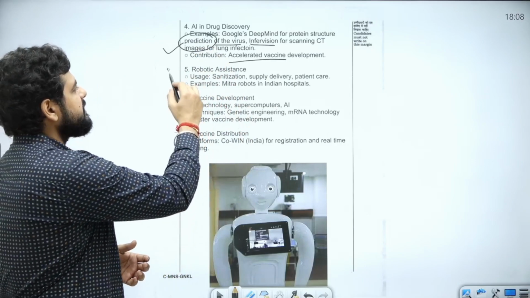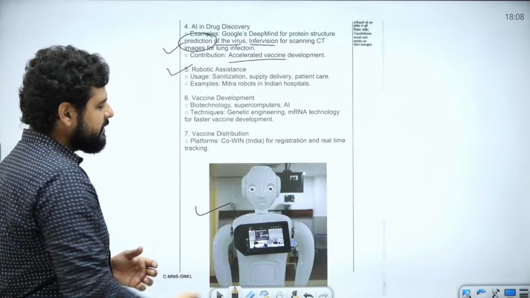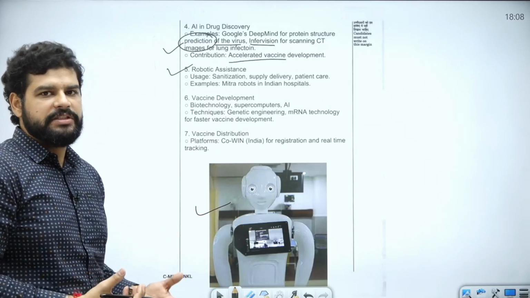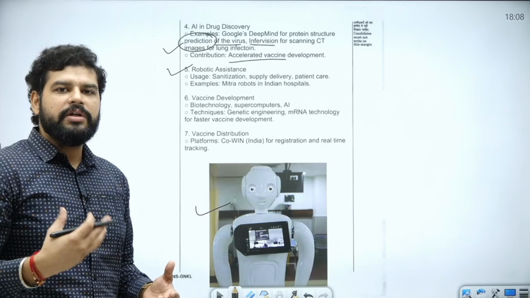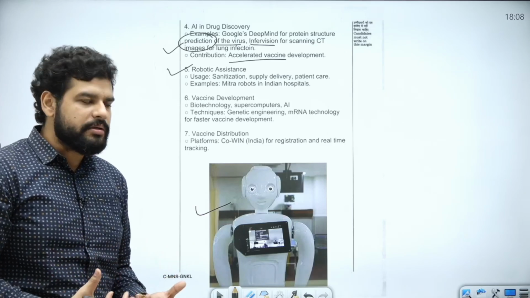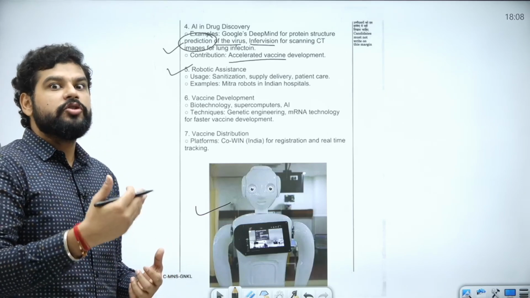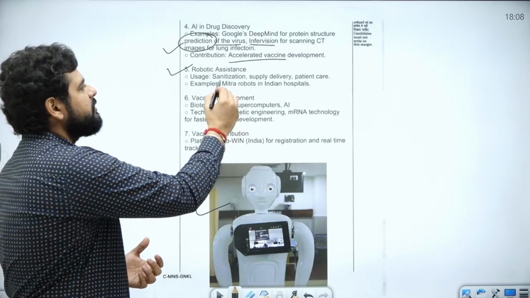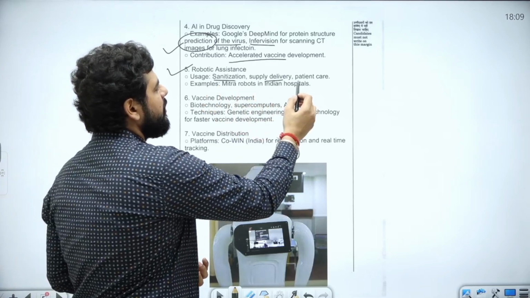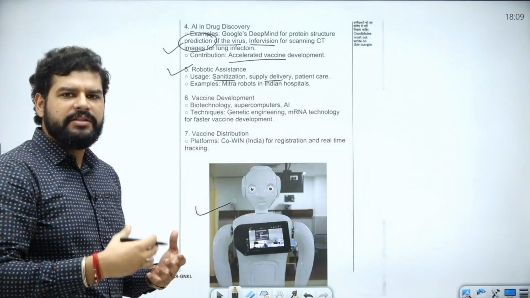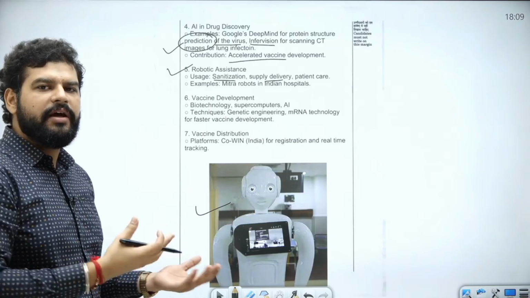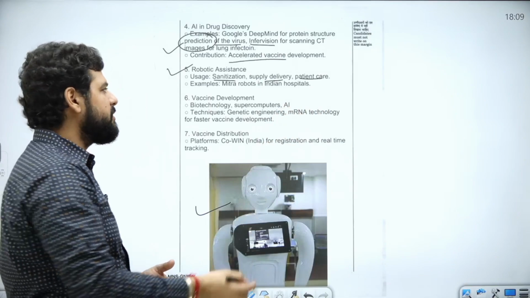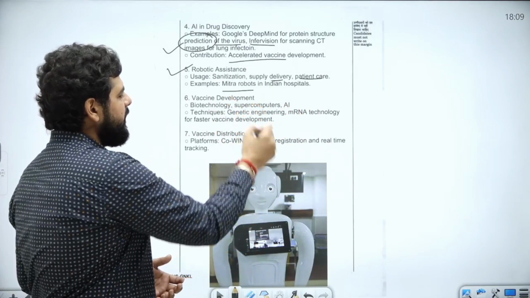Next is robotic assistance. You can see the image here. This is the Mitra robot, right? It was developed in India for hospital usage. It used to go regularly, meet patients, and provide support, because infection needs to be stopped from spreading even to the health workers. So robots were used in sanitization and delivery; medical supplies were transferred from one department to another via robots. Then patient care, like I just said, they used to go and interact with patients. So the Mitra robot was used in Indian hospitals.